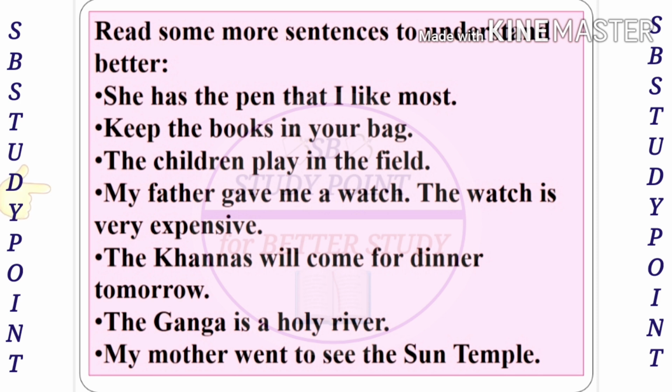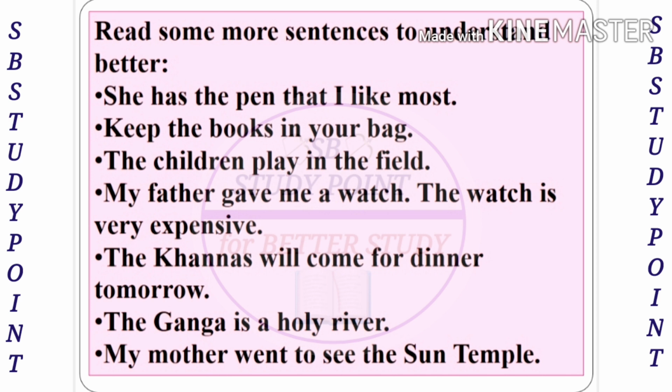See the fourth sentence. My father gave me a watch. The watch is very expensive. Now see, we use the before a noun that becomes special when we mention it a second time. And in this sentence, we use watch a second time also. So, watch is a specific thing.